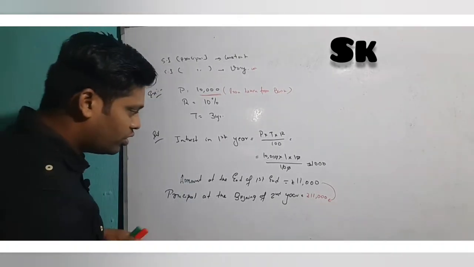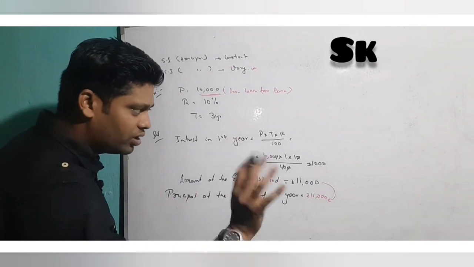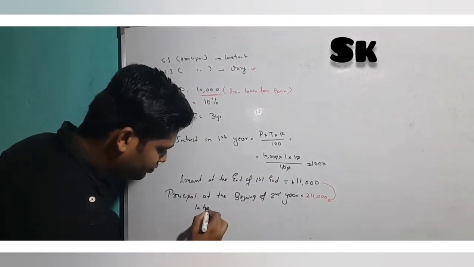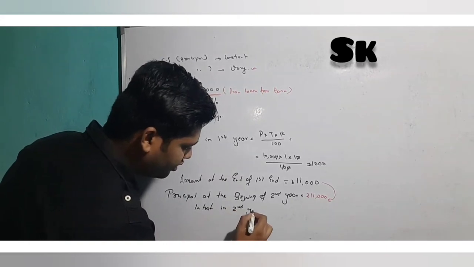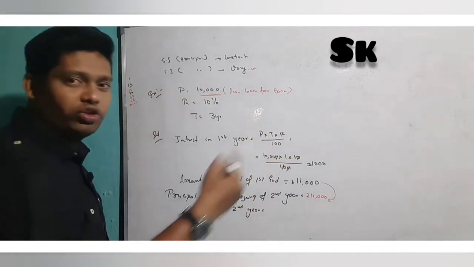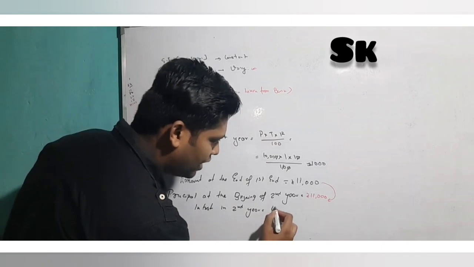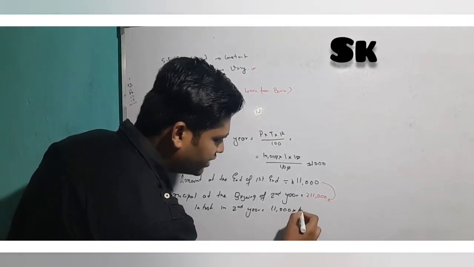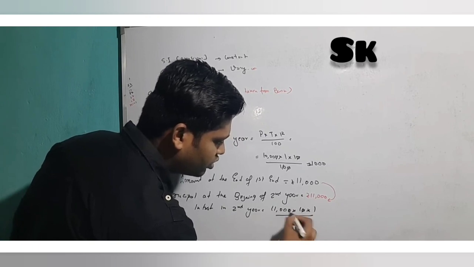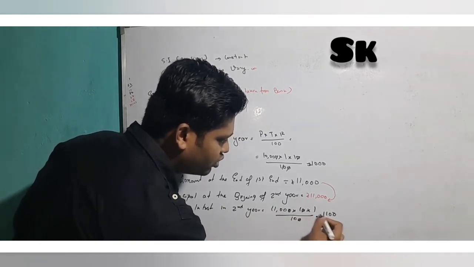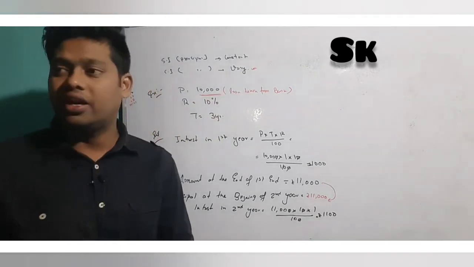Okay. So here again I have to take out the interest. Interest in the second year. In second year how much? Same P into T into R by 100. But here principal will change to 11,000, into rate 10% as it is, time is 1 year, by 100. Zeros cancel. How much? 1100 is your interest, the interest which you need to pay.